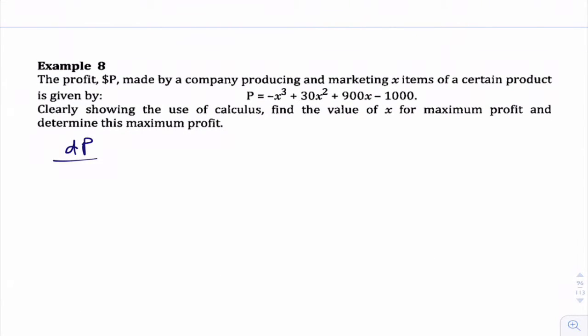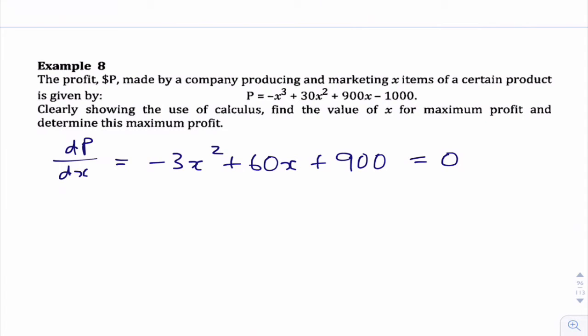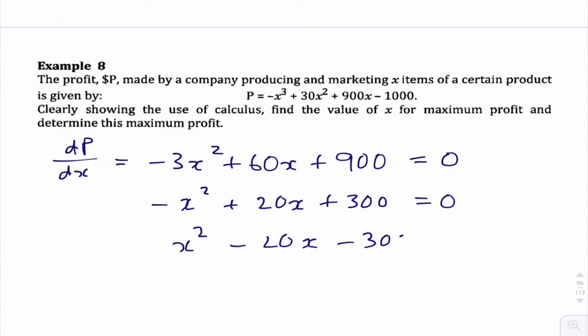It's dP/dx in this case. So negative 3x squared plus 60x plus 900. That is the derivative, and we want to find when that is equal to 0. Now I can see here that we've got a common factor of 3, so I could take 3 out, plus 300, and then just to make this easier to solve, I could times everything by negative 1. So we've got x squared minus 20x minus 300 equals 0.